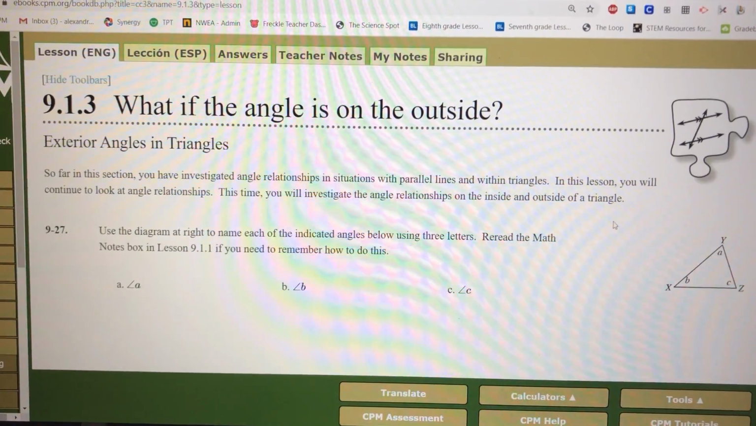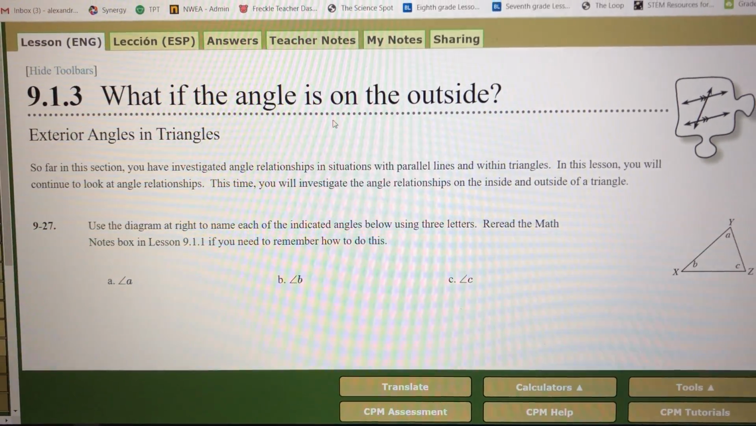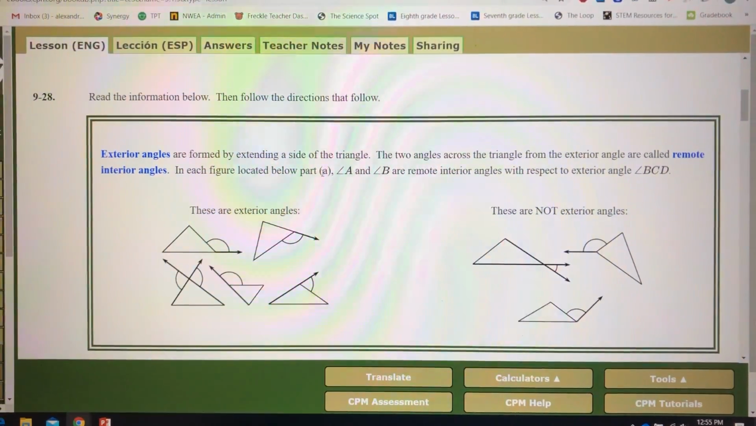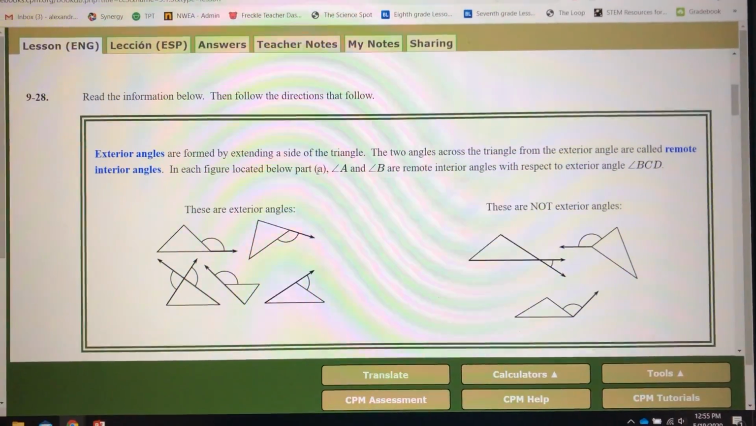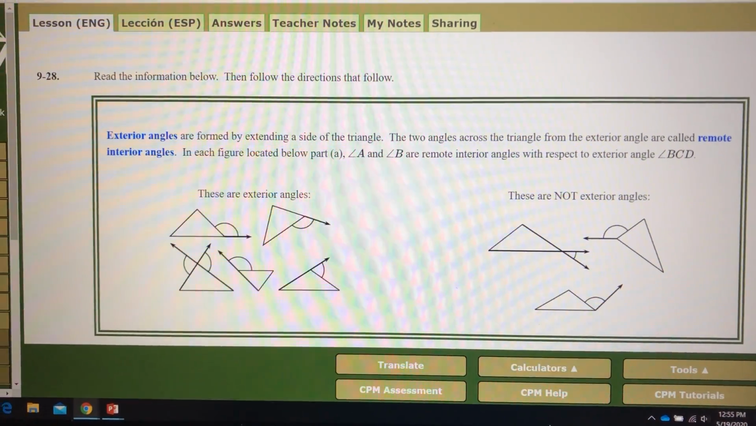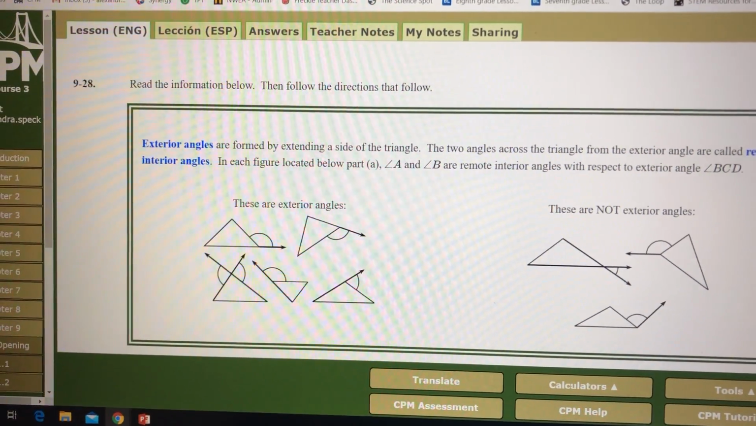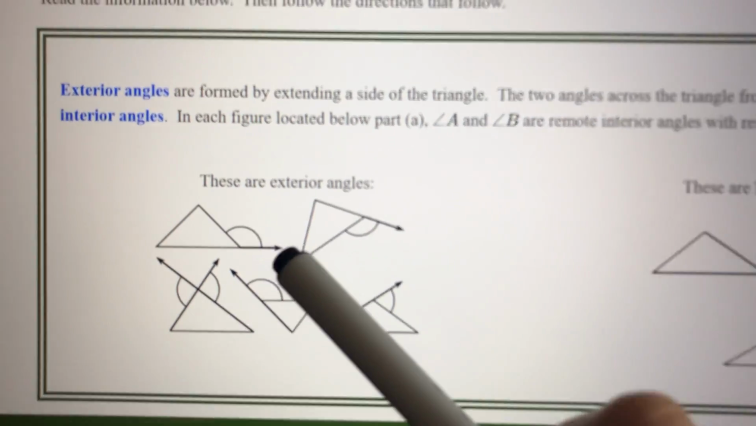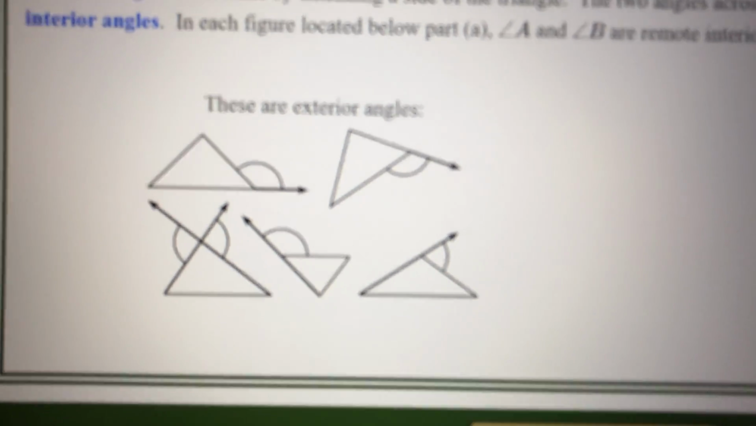So now we're going to get into the whole gist of the lesson, which is what if the angle is on the outside? So let's go down. So here's the information on exterior angles. And it says exterior angles are formed by extending a side of the triangle. So I'm going to try and show you a little bit better with my little pen here. You'll notice for each of these shapes, it says these are exterior angles. Let me focus.